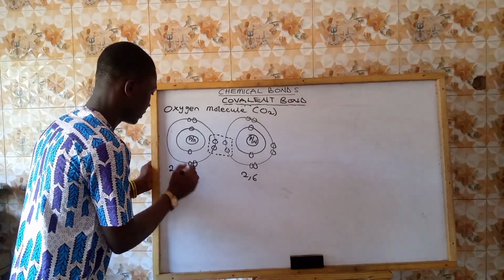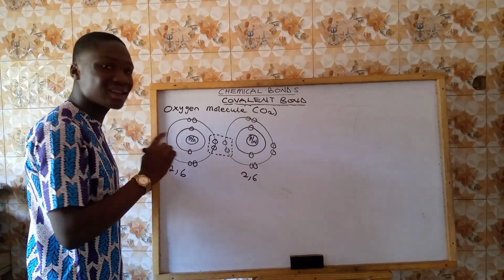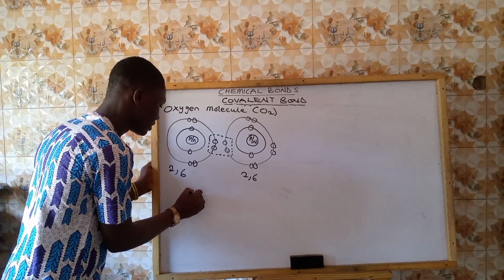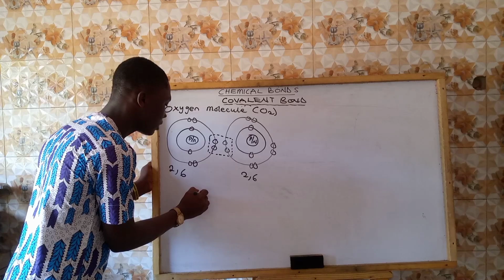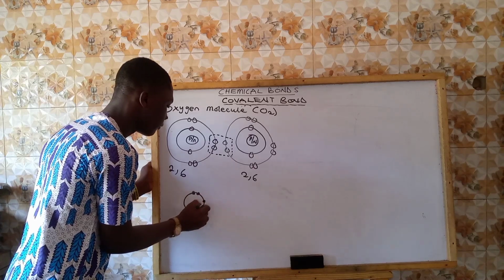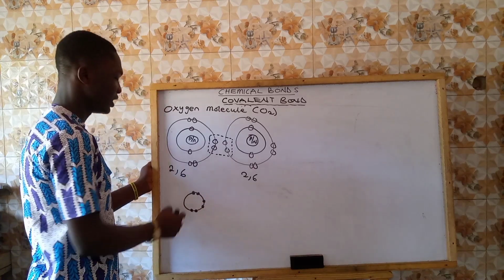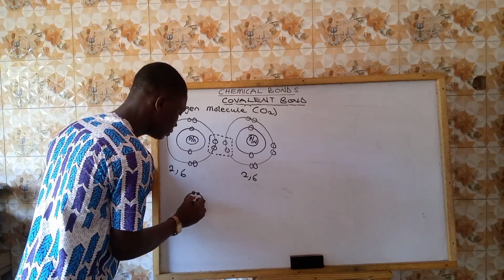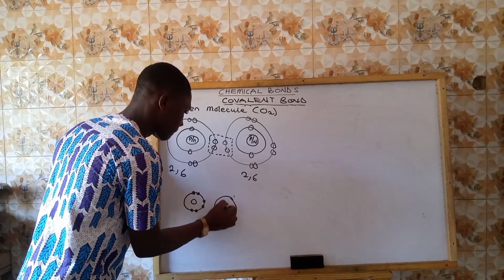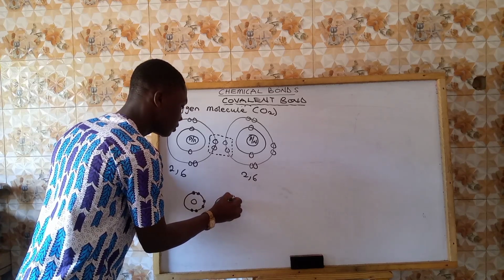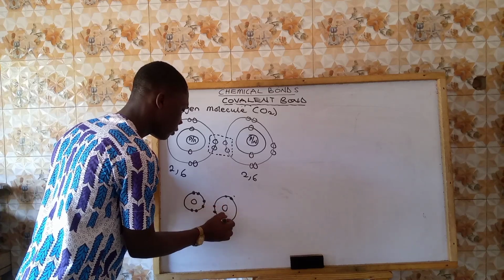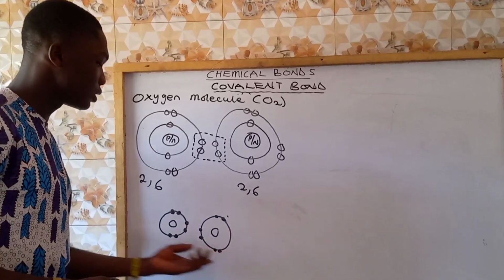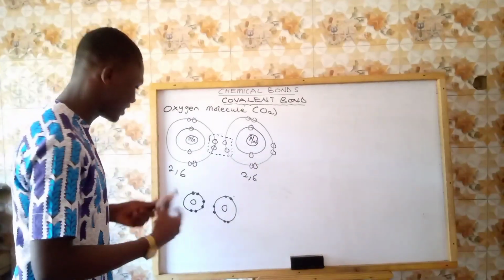So let's draw it showing only the last shell. So we have oxygen here with 6 electrons in the last shell. So we have 1, 2, 3, 4, 5, 6 in the last shell, only the last shell. And this one too, oxygen, showing on the last shell, 1, 2, 3, 4, 5, 6. So now these atoms will form a covalent bond by sharing the electrons.